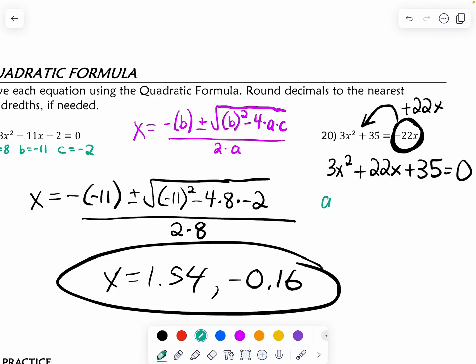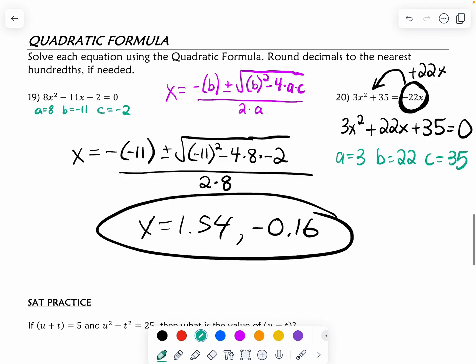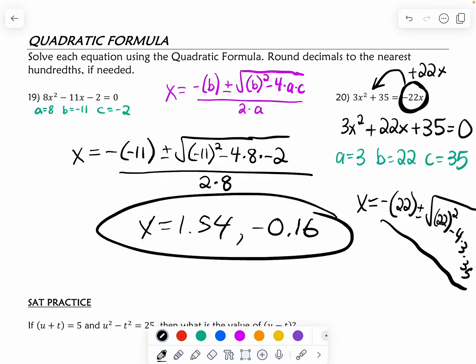So our a is 3, our b is 22, and our c is 35. You should have no variables with a, b, and c. They should just be numerical values. So then I'm going to go and write this down before I type it in the calculator. X is equal to negative, and then b is 22, plus or minus square root, parentheses b squared, minus 4 times a times c. Sorry, running out of room here. All over 2 times a.